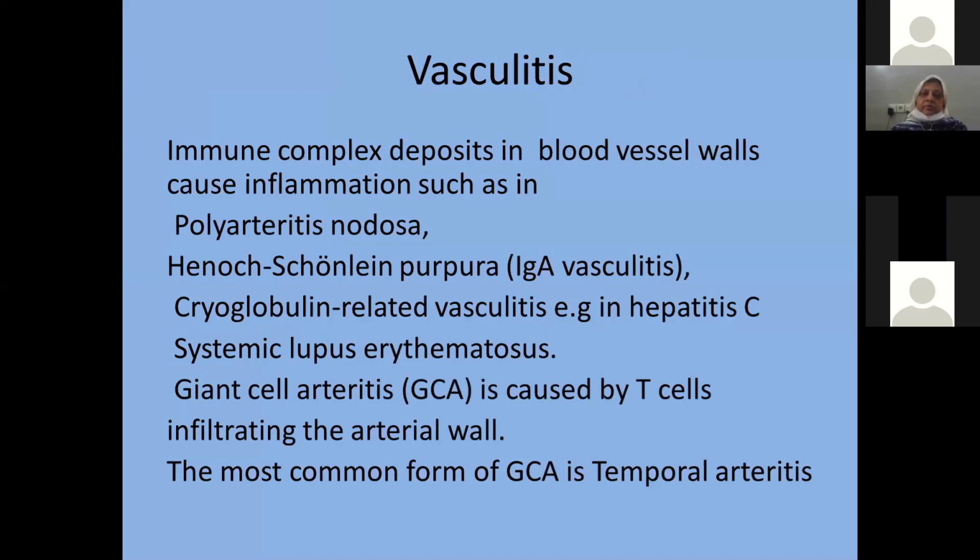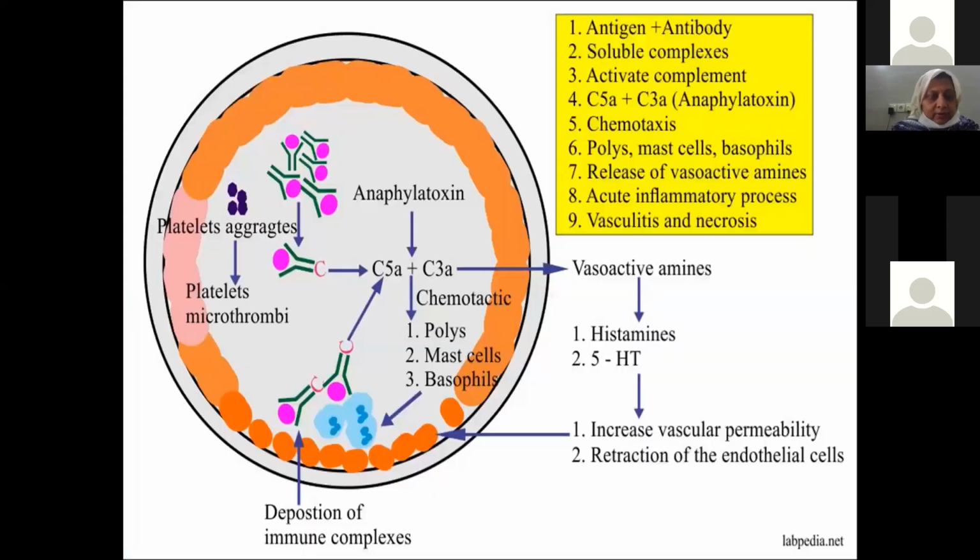Vasculitis occurs due to immune complex deposits in the blood vessels, and they cause inflammation of the blood vessels. Certain clinical conditions occur like polyarteritis nodosa and IgA vasculitis, SLE, giant cell arteritis. These are all basically arising due to the immune complexes depositing in various blood vessels. So when these immune complexes deposit in the blood vessels, they activate the complement, and the complement in turn activates various mediators of inflammation.